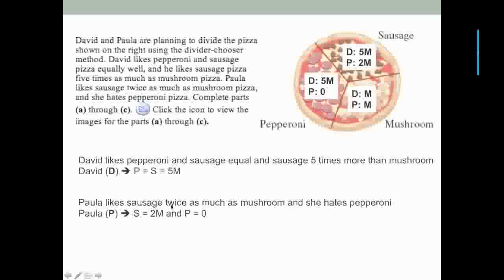Paula likes sausage twice as much as mushroom, and she hates pepperoni. So if we designate Paula by P, we know that we call M mushroom. We know she likes sausage twice as much as the mushroom, and we know that she does not like pepperoni at all, so we say 0, or 0M.